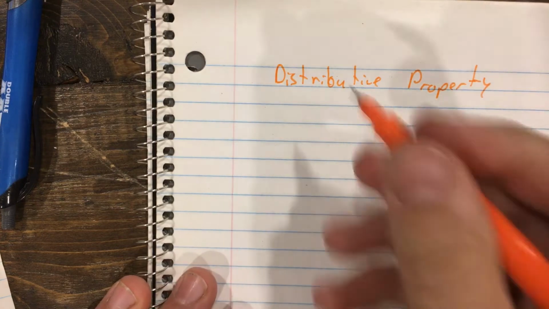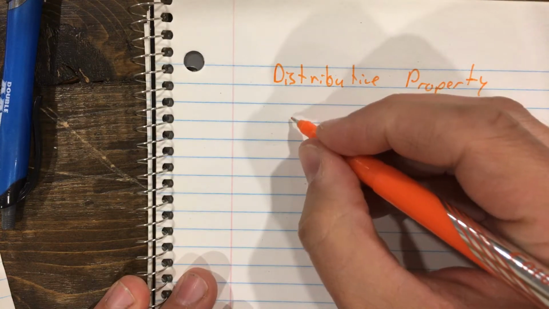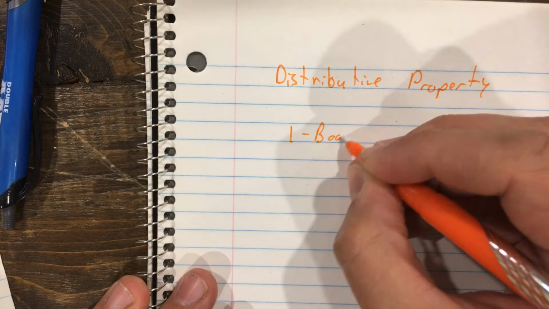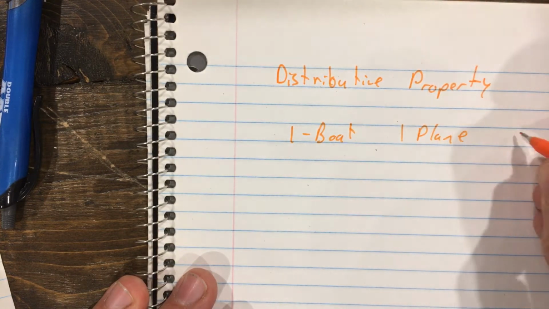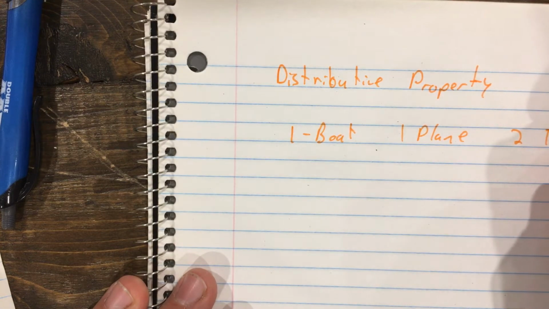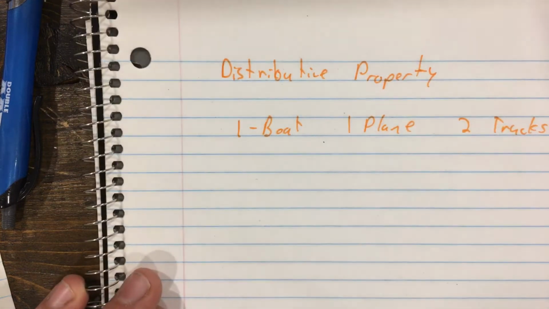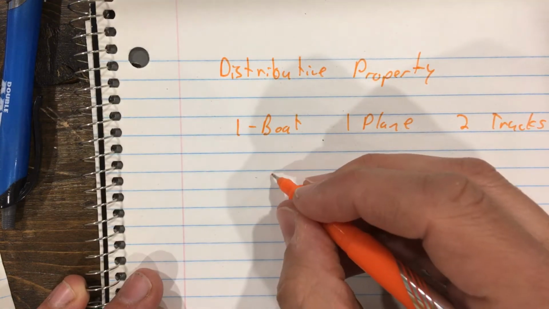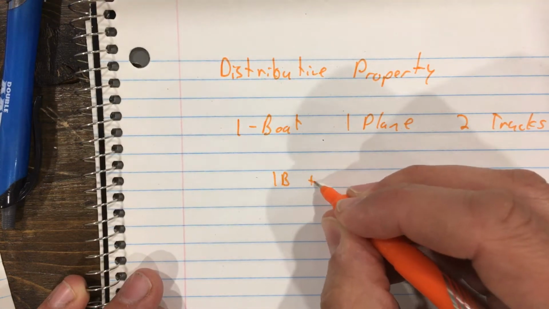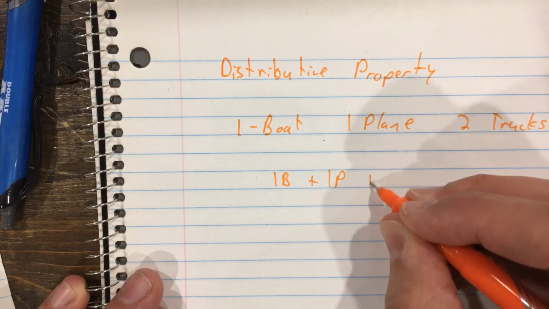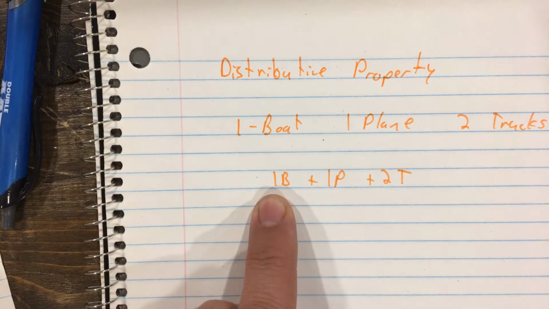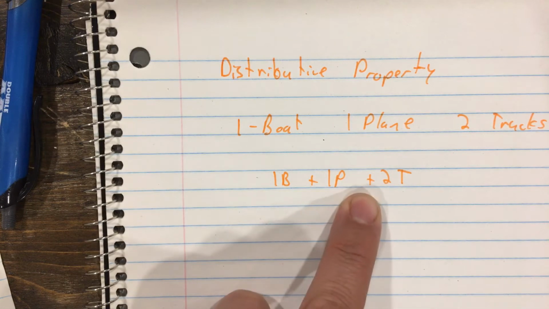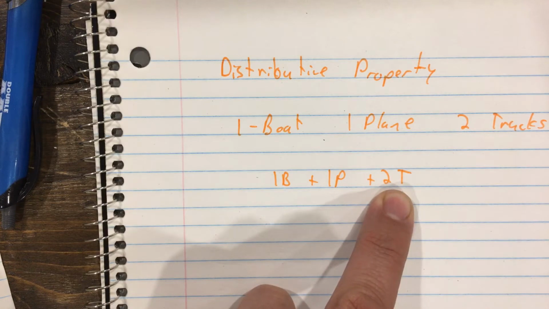Remember, in the package, I had one boat, one plane, and 2 trucks. Okay, so I'm going to reduce that and call it 1B plus 1P plus 2T. That is one package. You get one boat plus one plane plus 2 trucks. And if you remember, there's 7 in stock in Blenheim.